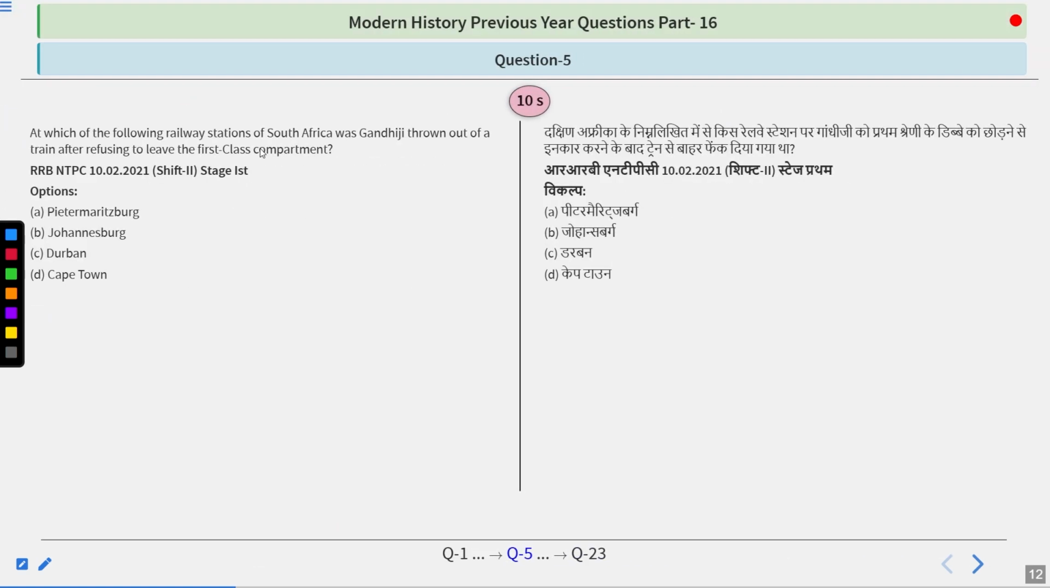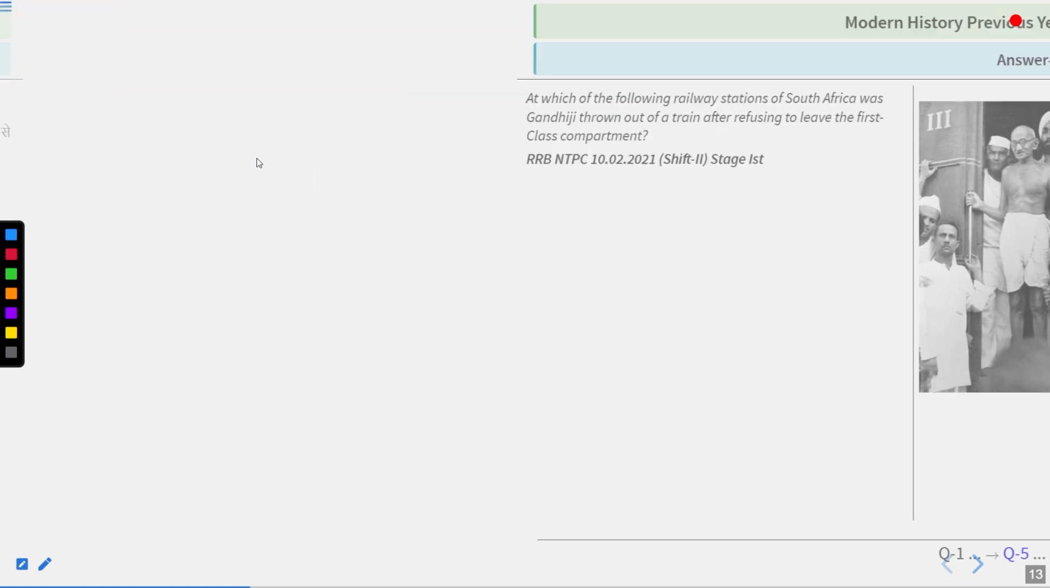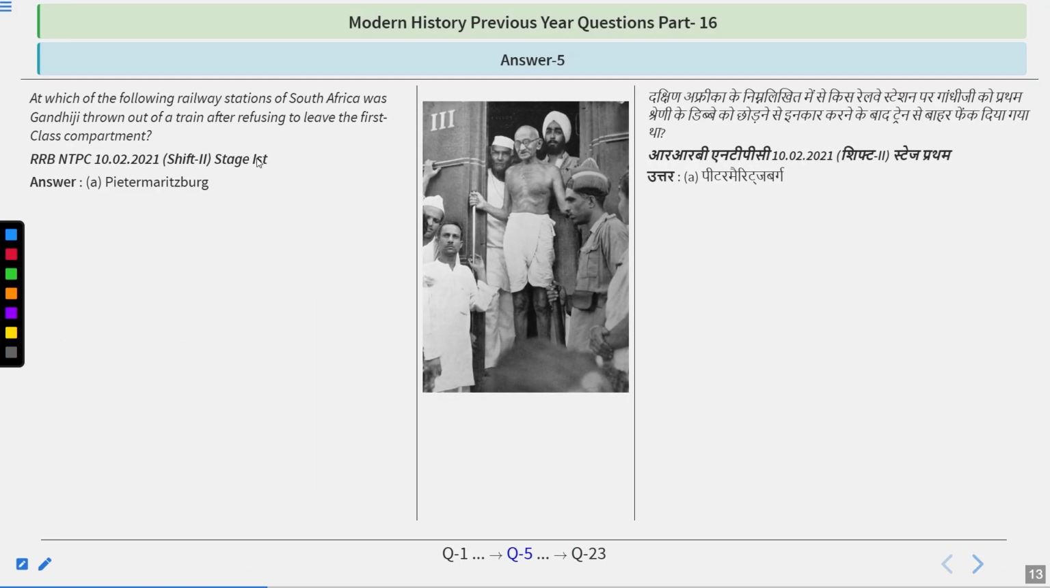At which of the following railway stations of South Africa was Gandhiji thrown out of the train after refusing to leave the first class compartment? Pietermaritzburg, Johannesburg, Durban, Cape Town. Think about it. And simple answer is Pietermaritzburg.